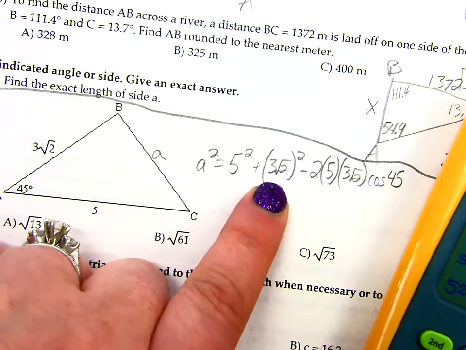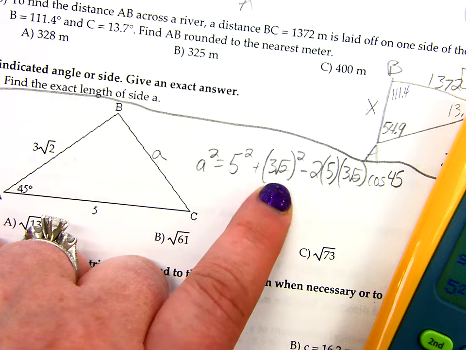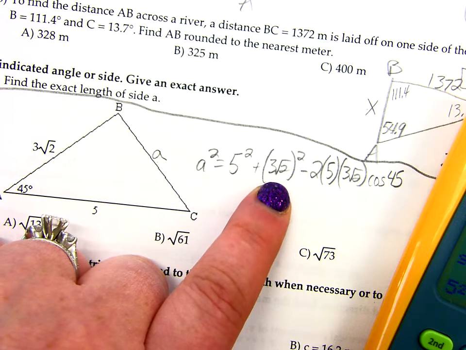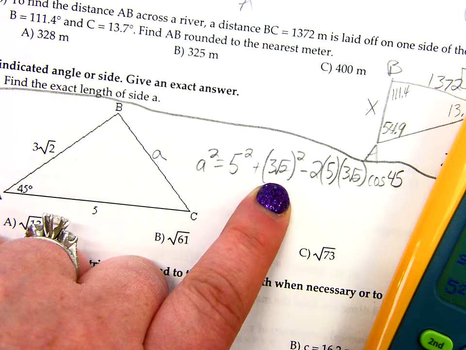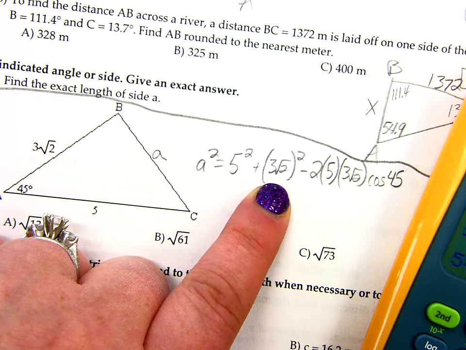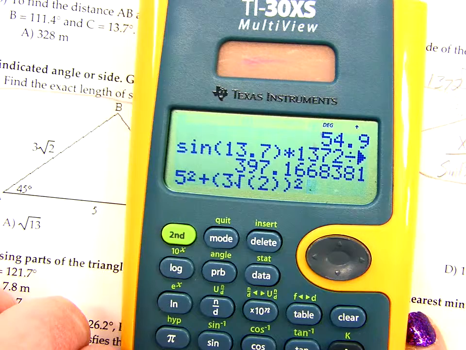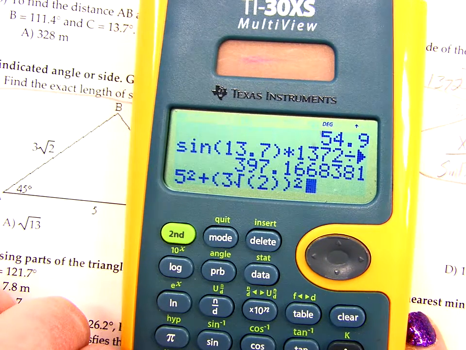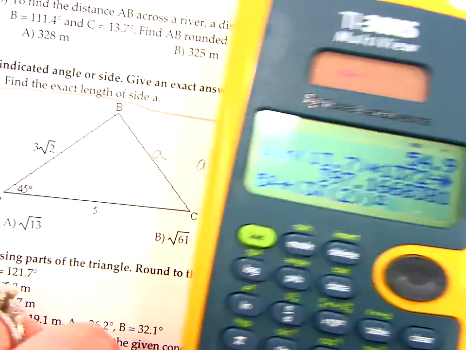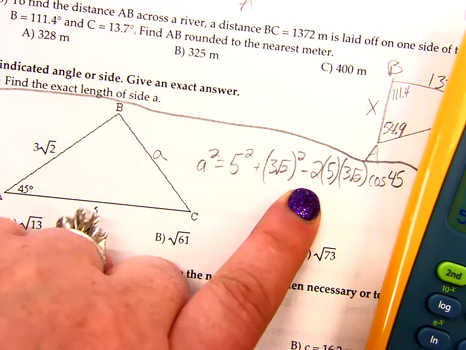Well, okay, here's one thing that I need you to be careful on. When you do 3 root 2 squared, you gotta use parentheses. So be careful with that. 3 square root of 2, and then you square that whole thing. So it should look like this on your calculator. So that's how I would square 3 square root 2. Or you could do it in your head and then just type in the answer.